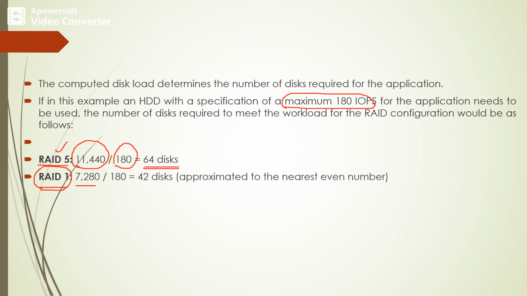IOPS computed was 7280 divided by the maximum IOPS that is 180 IOPS. So we'll get 42 disks as the answer. You can approximate to the nearest even number. Please remember, we have to approximate to the nearest even number. So this is how we can compute the number of disks required whenever the IOPS is specified along with the maximum IOPS for the application given in the problem.